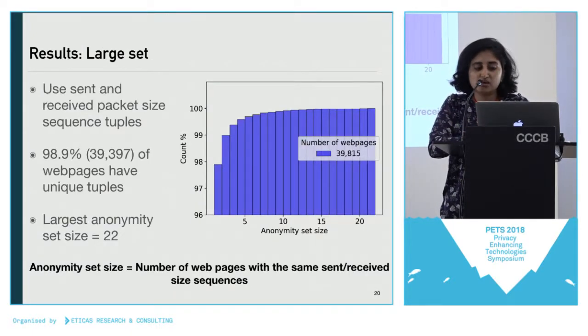And we did the same sort of analysis where we looked at the sequences of the sent and the received packet sizes for all the DNS data. So for this, I have a much smaller set of web pages because these experiments are relatively recent and they are also more time consuming. And what we found out was that 98.9% of the web pages actually have unique tuples and can be individually identified. And the largest anonymity set size is only 22.